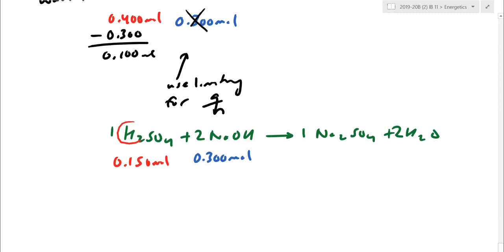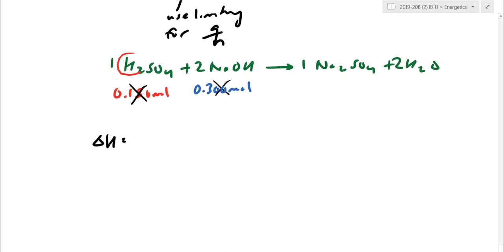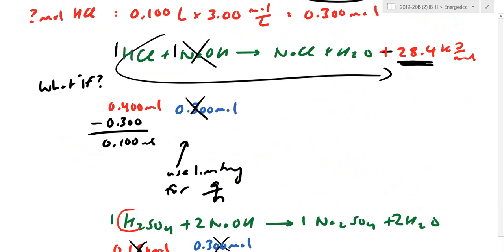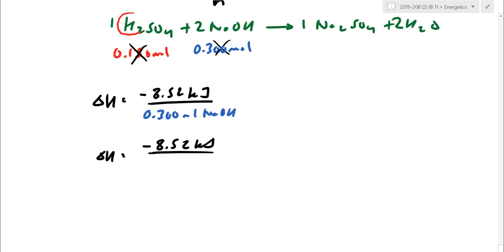Now, when you're looking at this, you might be like, well, neither of these are limiting. By the time this one runs out, we've completely used up this. Wouldn't this give you a different delta H depending on which chemical you use? Let's try it out. Again, these are just some what-ifs for you here. The delta H that we wanted was negative 8.52. Let's imagine using our NaOH, so divided by 0.300 moles of NaOH, right? Or I can use H2SO4, negative 8.52. Surely, if you divide it by 0.150 moles, that's a different number. That's going to be a different delta H.